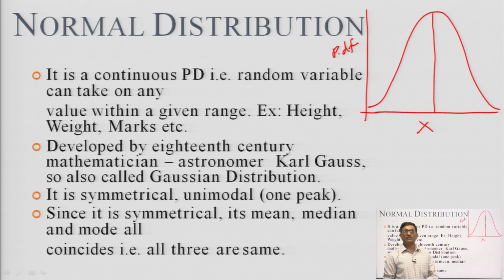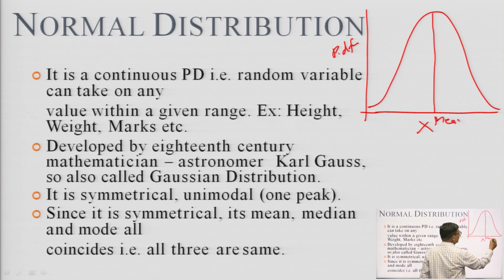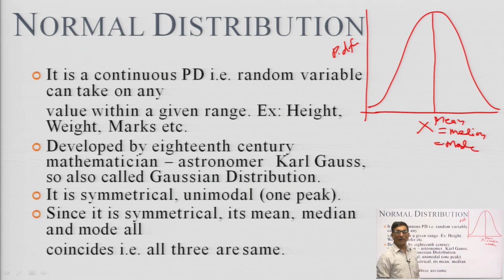The first characteristic of this normal distribution curve is that it is symmetric in nature. Second, it is unimodal, that means this curve has one peak. It is symmetrical about its axis, and at this point mean equals median equals mode. So for the normal probability distribution, mean, median and mode are the same.